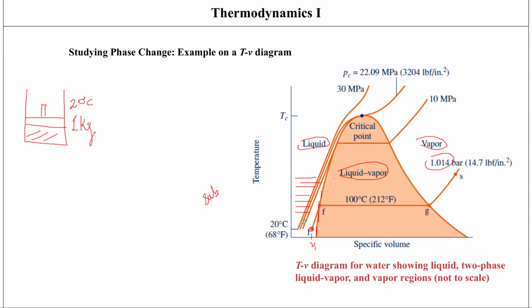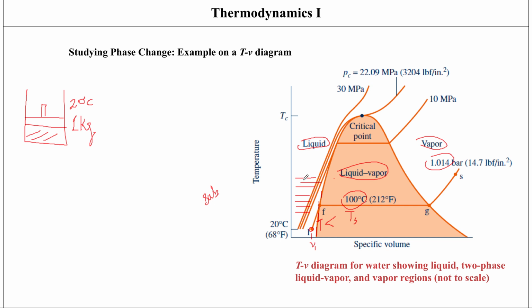The temperature at these states is less than the saturation temperature at the given pressure. What is the saturation temperature? It's the temperature we're going to have at the dome, at this curve. Right now the saturation temperature is 100 degrees. Our temperature is less than the saturation temperature, so we are within the subcooled or compressed liquid region. The names subcooled liquid and compressed liquid are used interchangeably.